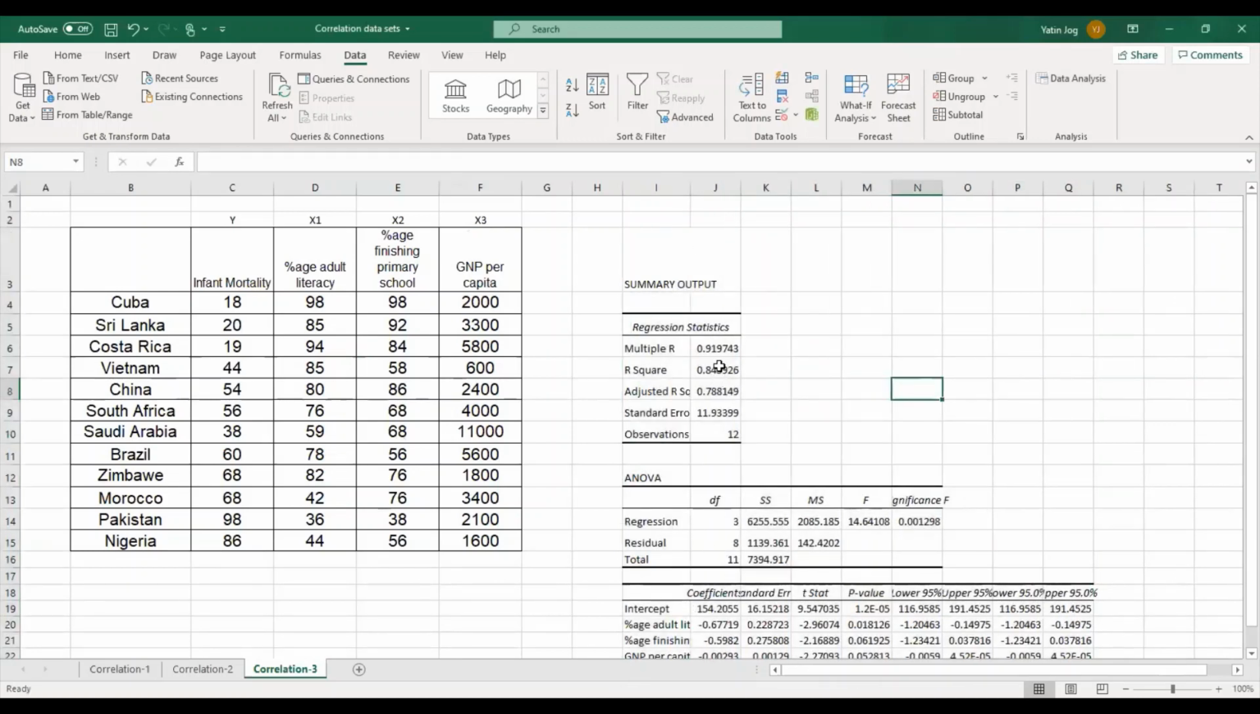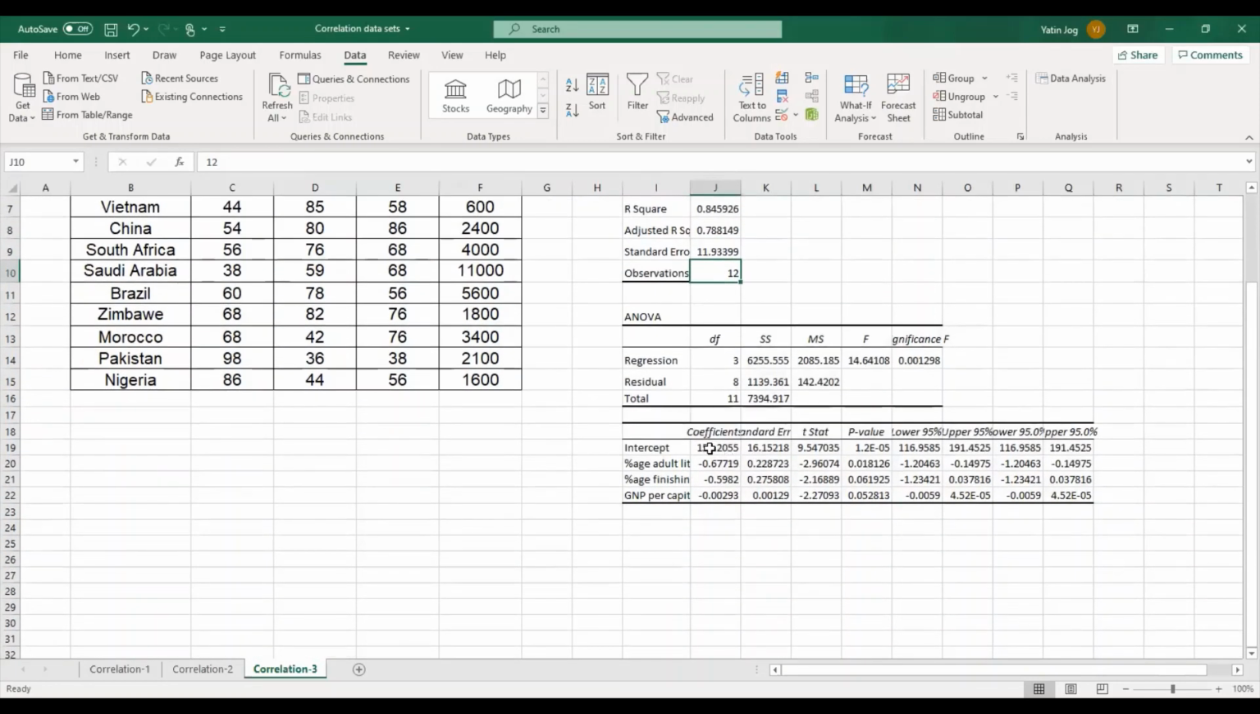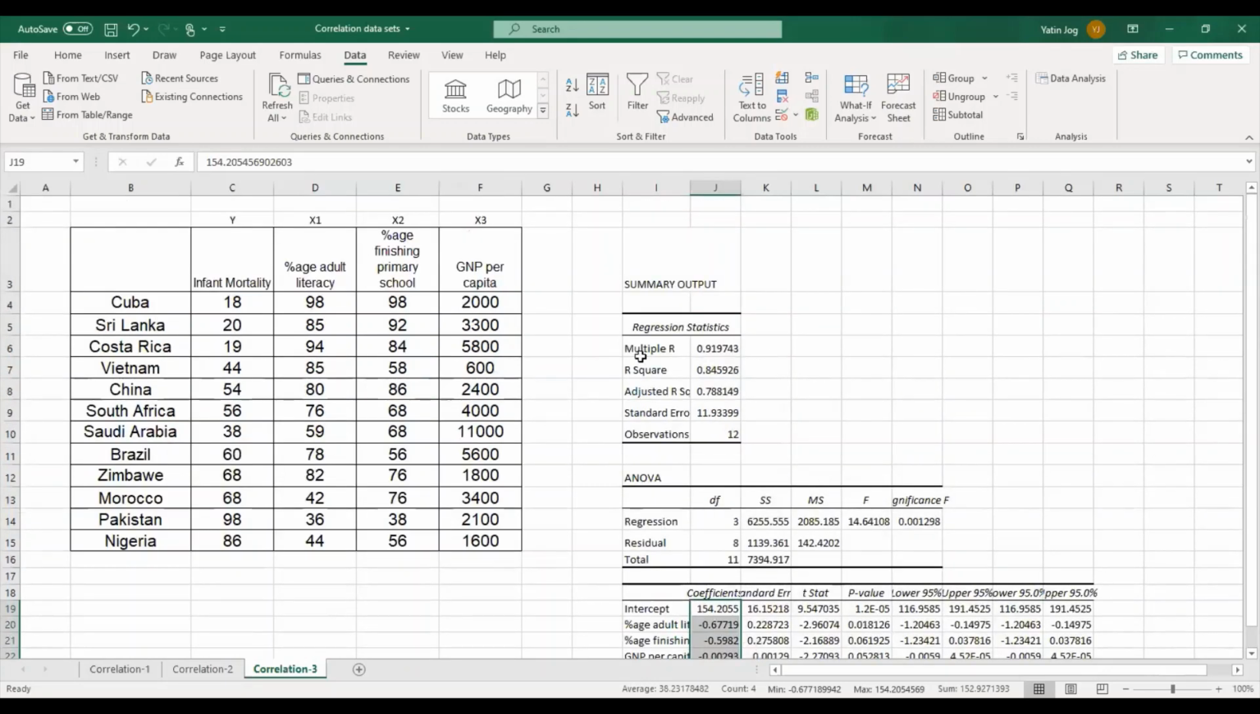So R square value is very good, 0.84. Adjusted R square is 0.78, very close to R square. It's a difference of only 0.06 almost, which is very good. Standard error is very low, 11.93 is a very low value for 12 observations. And then we have the coefficients also. Looking at the coefficients, I can write down the equation of the regression line. And it seems that this model is a good predictor of y.